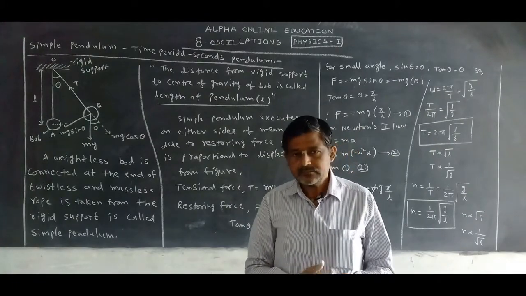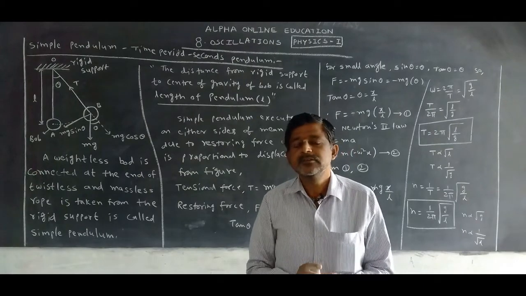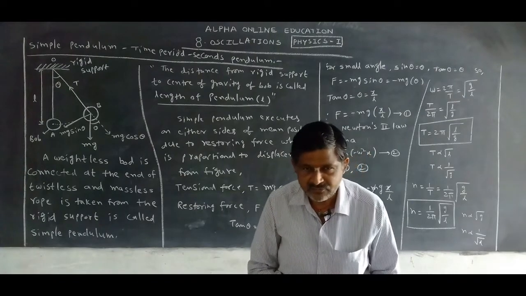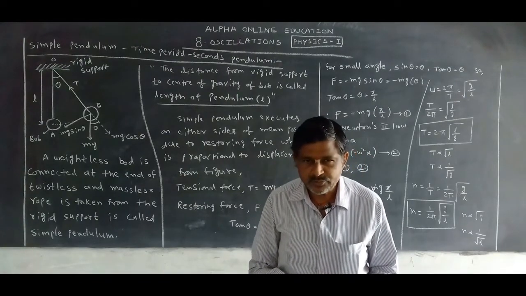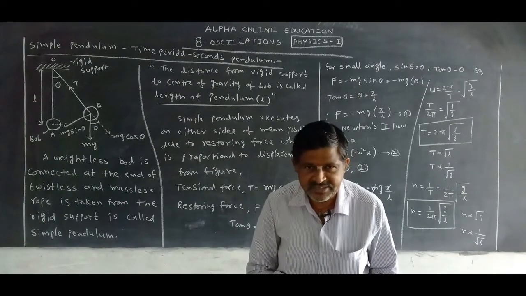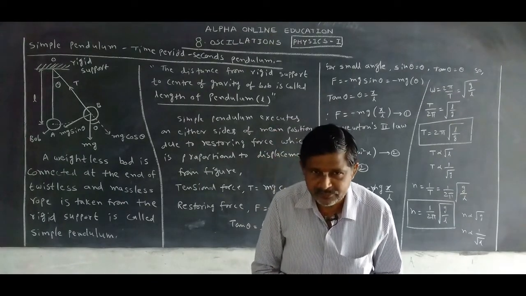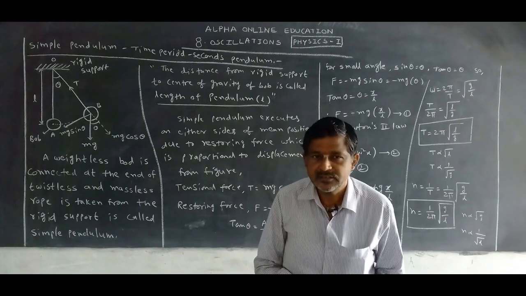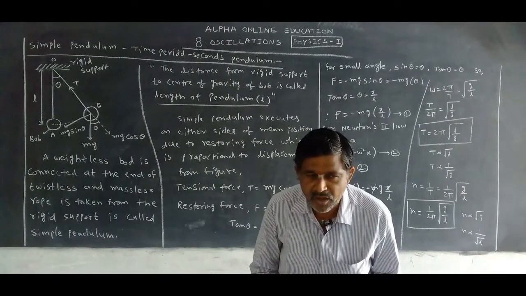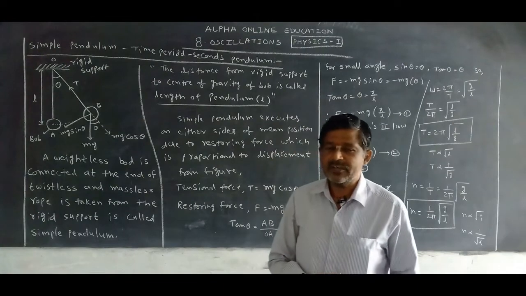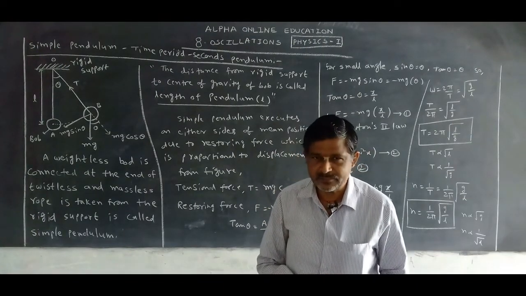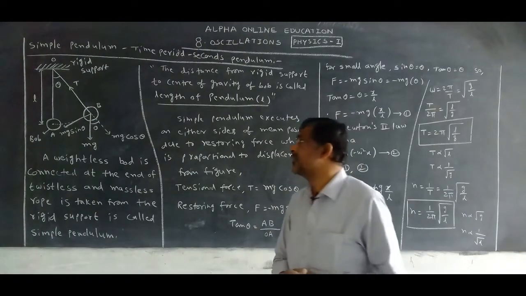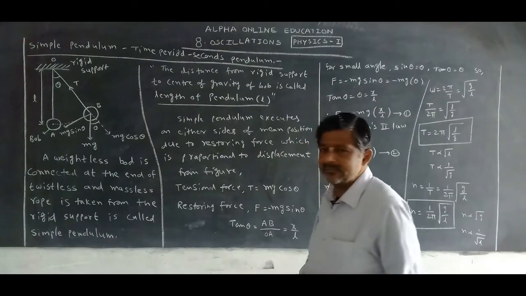What is that? We proved that when a particle is in SHM, displacement is expressed in harmonic functions, and acceleration is proportional to displacement but acts in the opposite direction, when a particle moves along the circumference of a circle with uniform angular velocity. From that we proved displacement and acceleration are proportional and in opposite direction. Now, simple pendulum, time period and seconds pendulum.